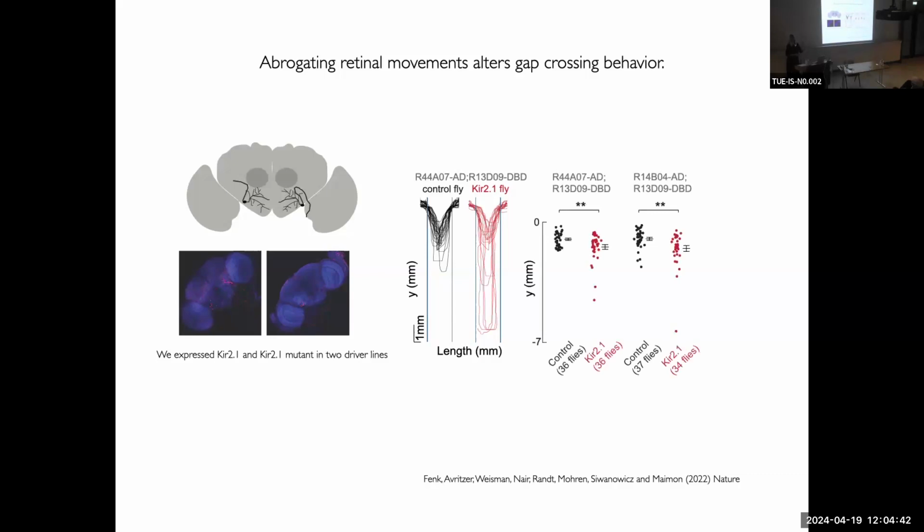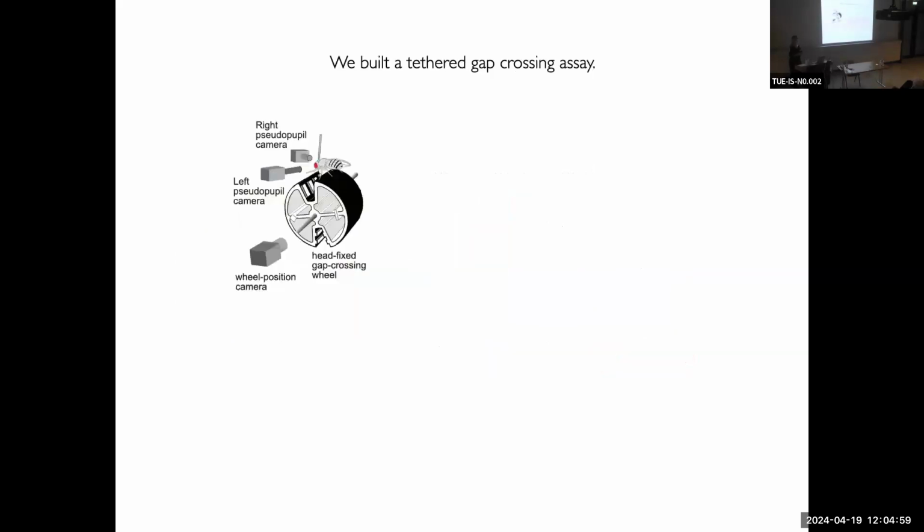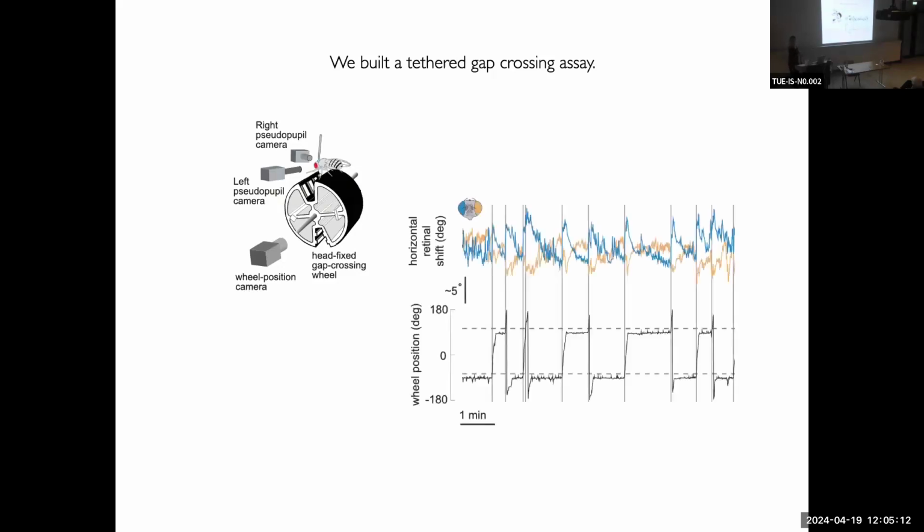And this held over the populations of those two genetic lines. They can still cross the gap, right? They are not blind, but they are slightly more clumsy, which is in line with perhaps a distance misjudgment. And this would fit well with what we see when we look at eye movements when flies are crossing gaps in a tethered assay, which is what we do so that we can actually see what the eyes are doing.